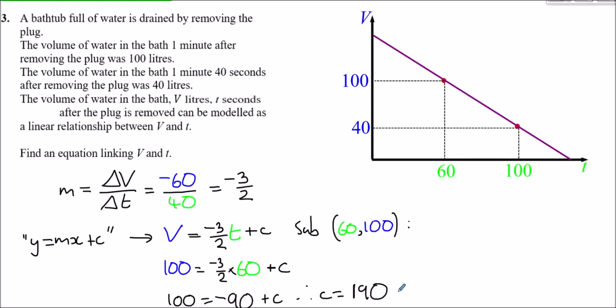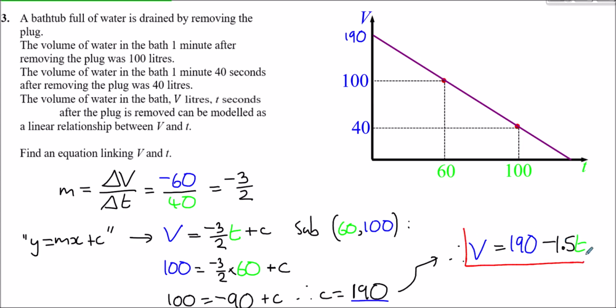So therefore, we can say, for volume, our y, if you like, equals a gradient, minus 3 over 2. Minus 3 over 2, if you want to, you can write as a decimal, so I'm going to say minus 1.5t plus, in our case, c, which is 190. So I could have said minus 1.5t plus 190. I'm going to just go for v equals 190 minus 1.5t.